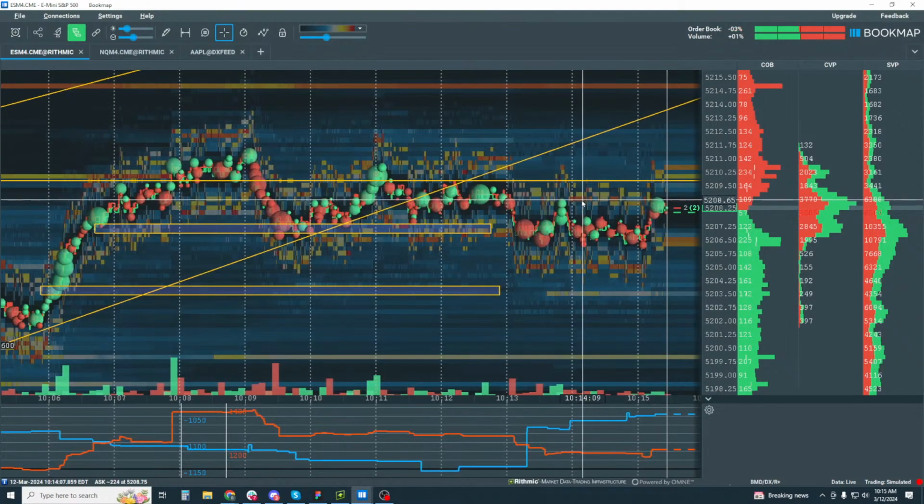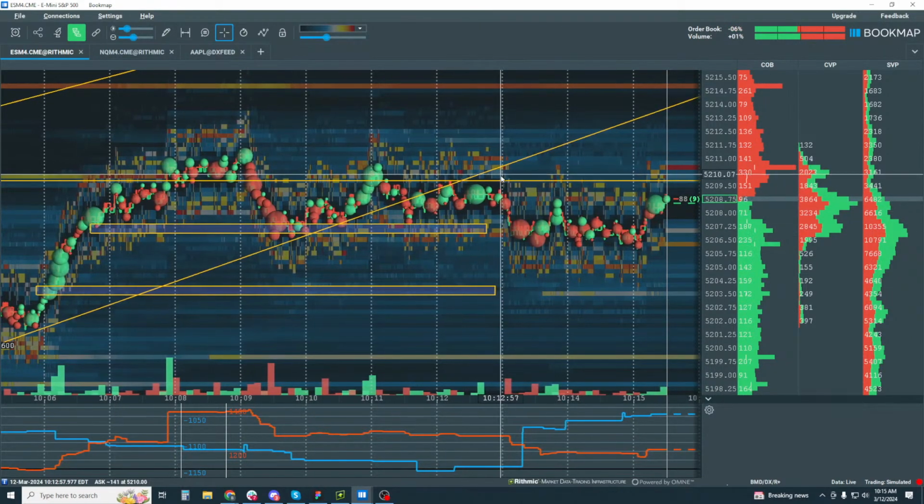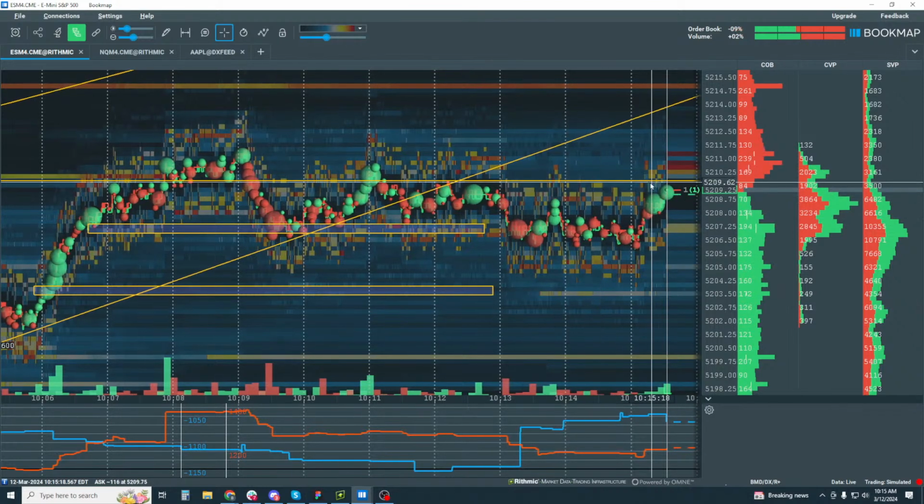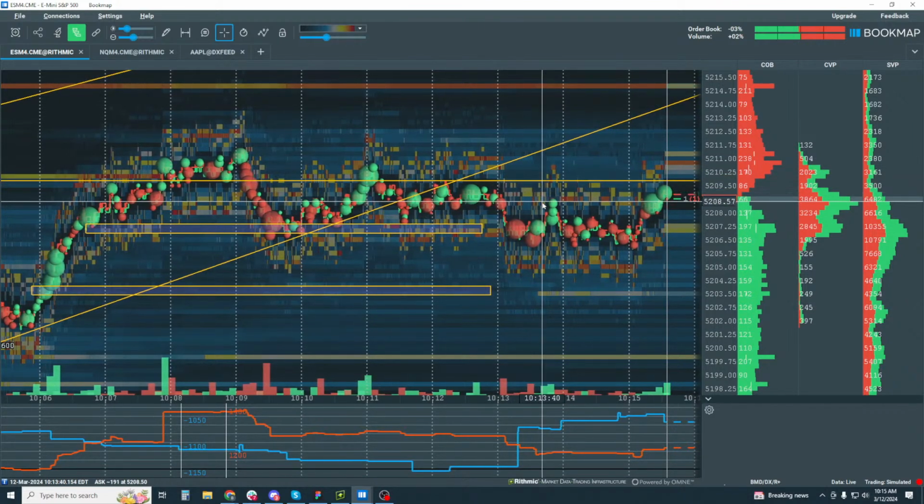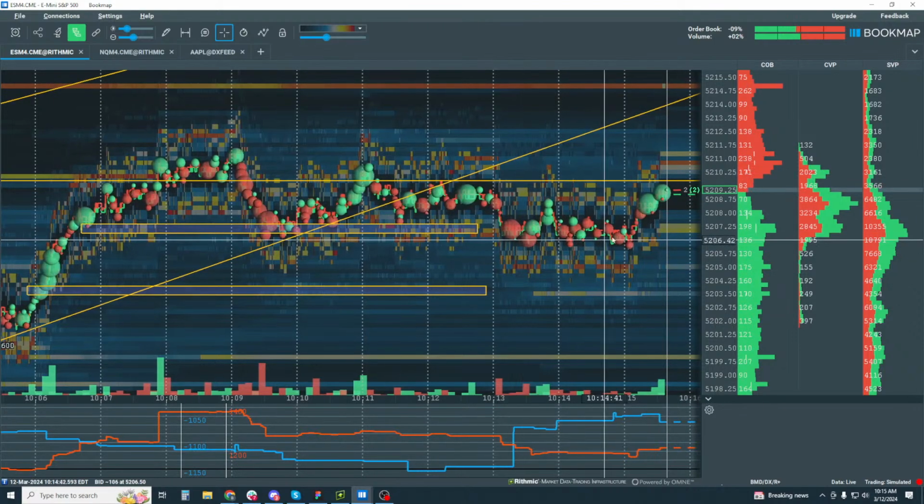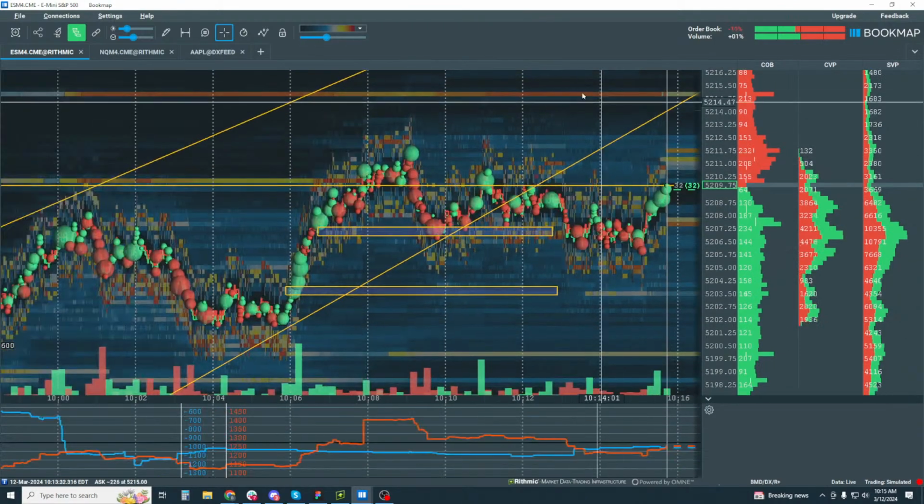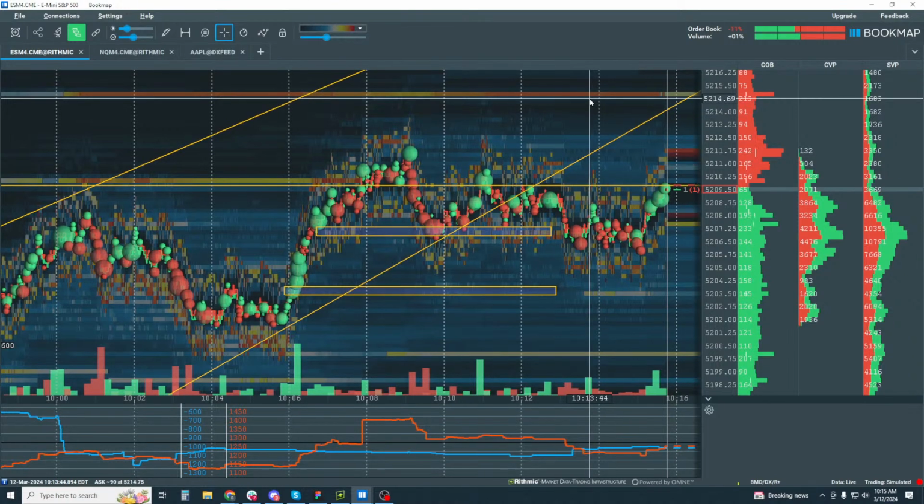In fact, more buyers back up here. Still, not giving us much insight. We're really not getting much out of this right now. There's buyers at the top, there's sellers at the bottom, and we're right back in the middle here. Okay, we're looking for one of these scenarios to work out.